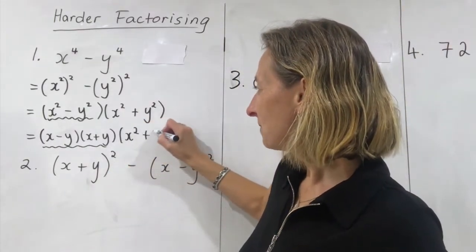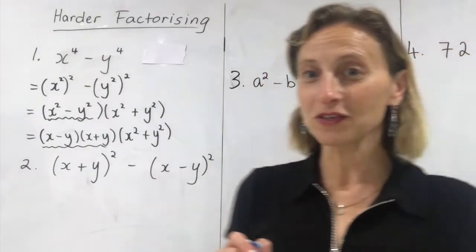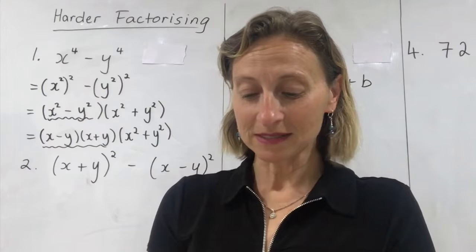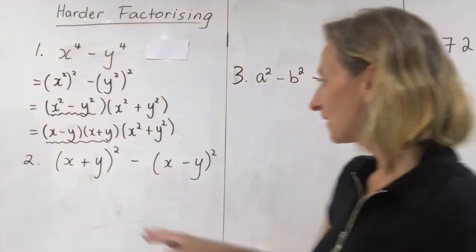And don't make the common mistake of using the difference of 2 squares for this bit as well. That doesn't have a difference of 2 squares because it's a plus, and the difference of 2 squares is always going to be a minus.